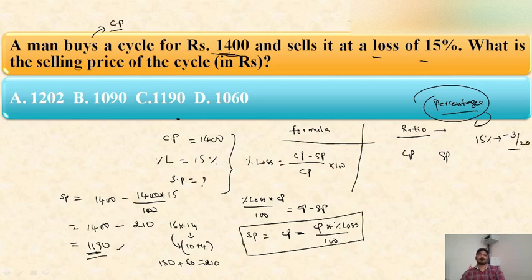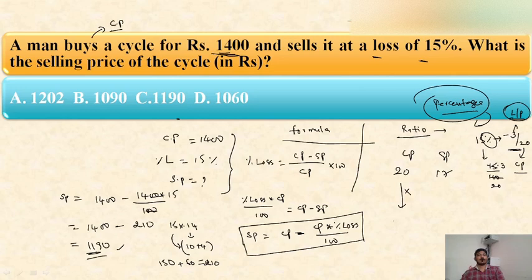So how are we writing this value as 3 by 20? 15 divided by 100, since percent means per 100. If I cancel with 5, 5 threes get cancelled and 5 twenties get cancelled. The denominator value I will consider as the cost price, and the numerator value I will consider as either loss or profit depending on what is given. Since a loss was given, I will consider this as loss. So the cost price will be 20 parts and there will be a loss of 3 parts. Then the selling price will be 17 parts.